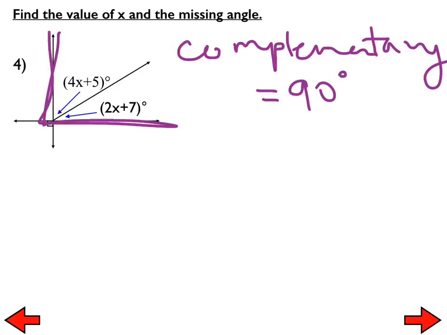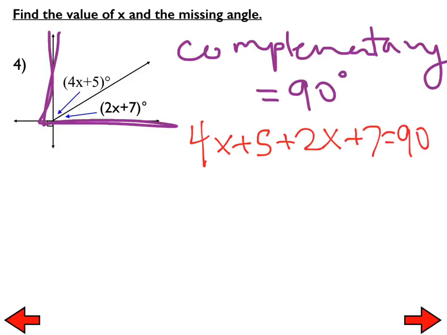So Nolan, can you tell me the equation you wrote down on your paper? 4x plus 5 plus 2x plus 7 equals 90. That is a perfect equation. Please solve for x, everybody. X equals 13. Is that 13 degrees? No. Are either of the angles going to be 13 degrees? No, because neither of them say x degrees.